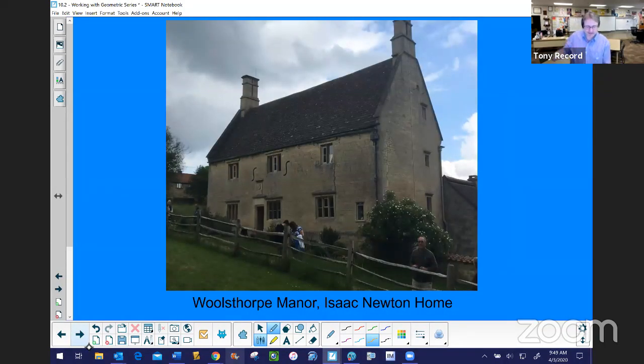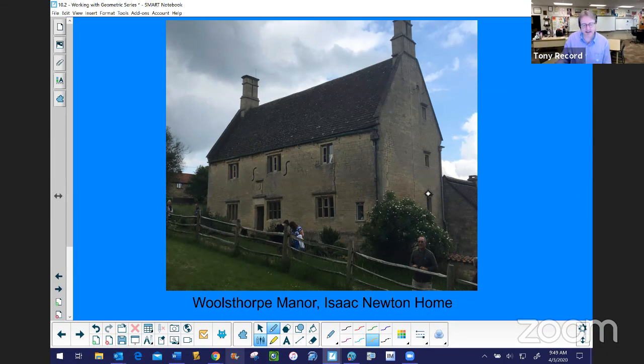And right here is the exterior shot of the home that Isaac Newton was born in. And this house was built about a century and a half before Newton was born. This is in the late 1600s. 1665 is the time that Newton left Cambridge to go back to his home. And it was on a farm that was pretty much renowned for herding sheep.